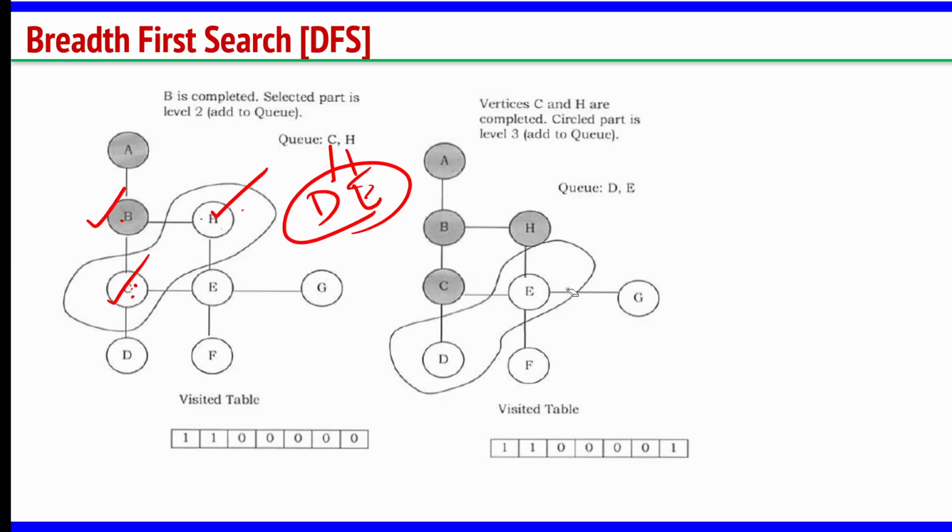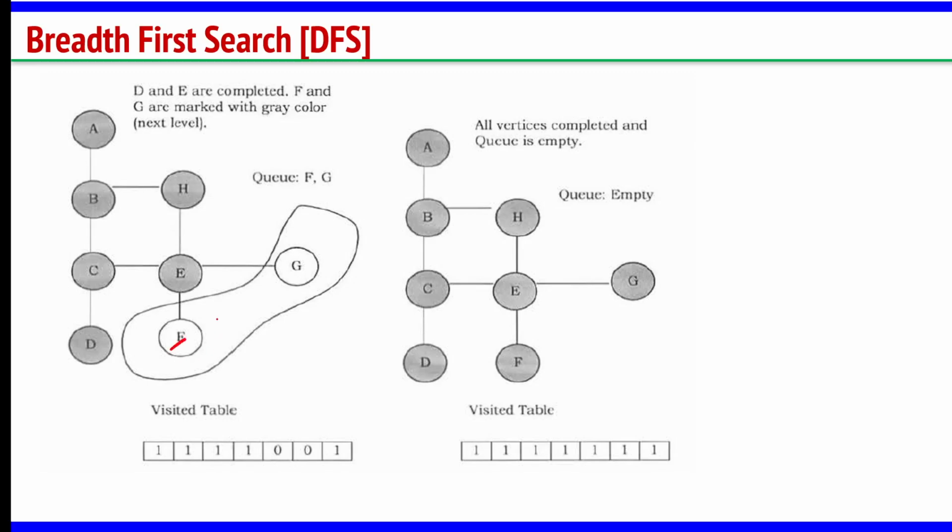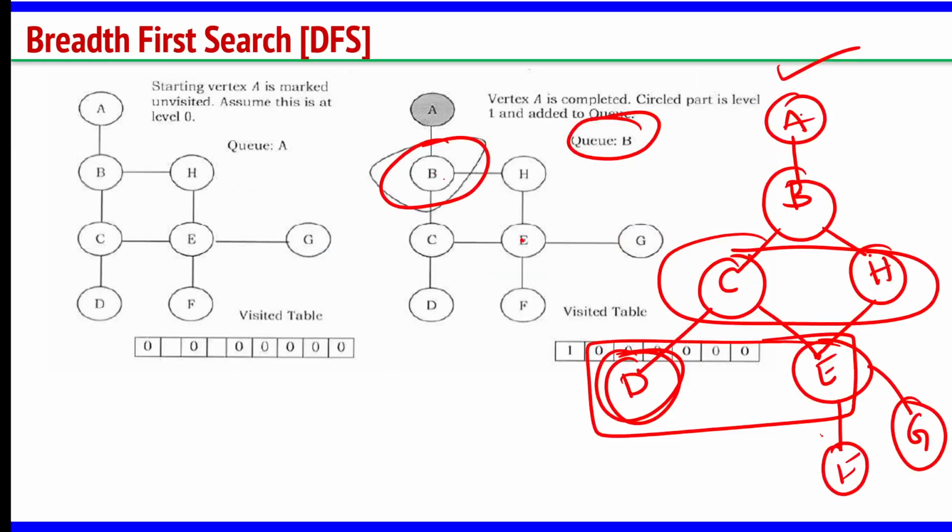Now, after visiting these two, which one do you think I will visit? Does D have any children? No. Does E have any children? Yes, F and G. So, those two we will be visiting. Like this, we try to visit it level by level. Now, let us understand this by taking a queue.